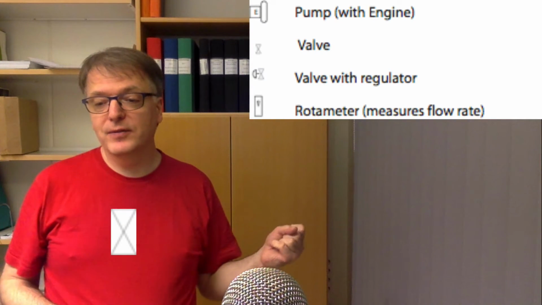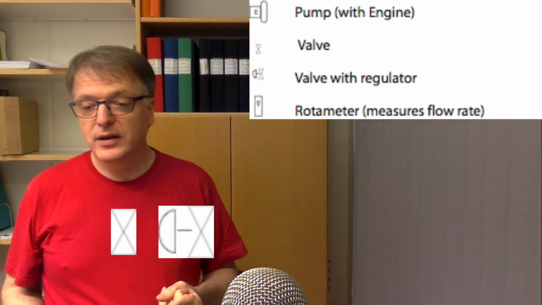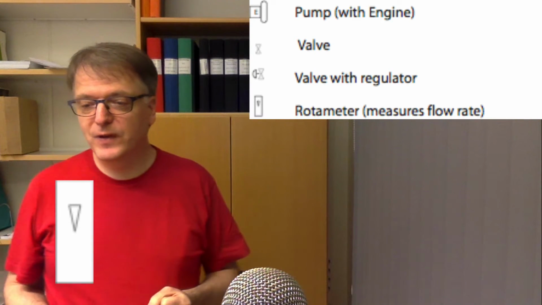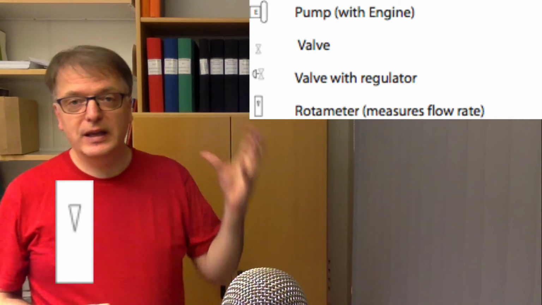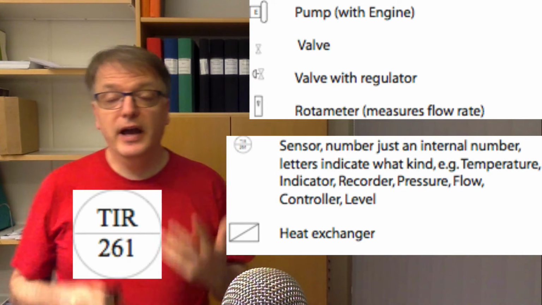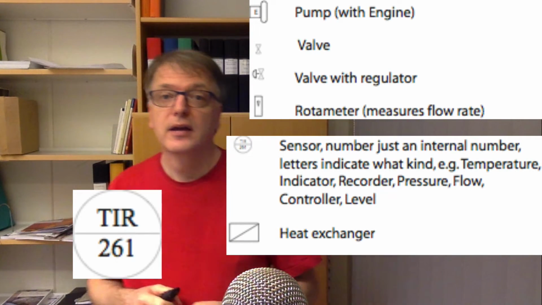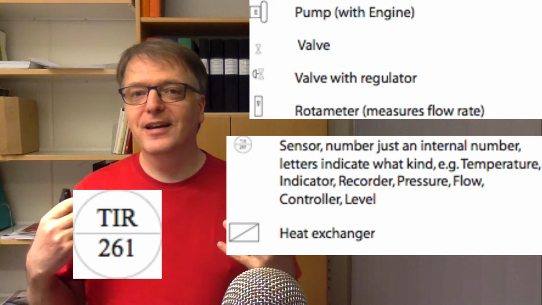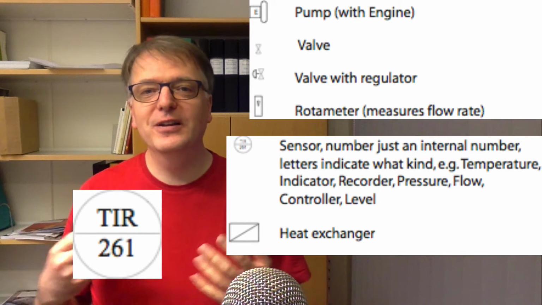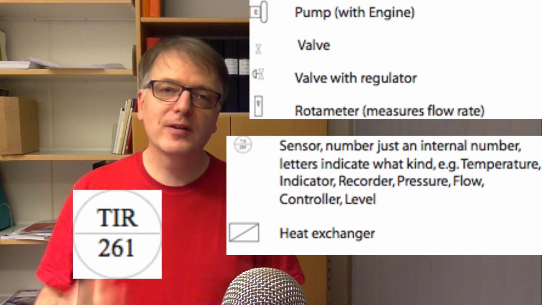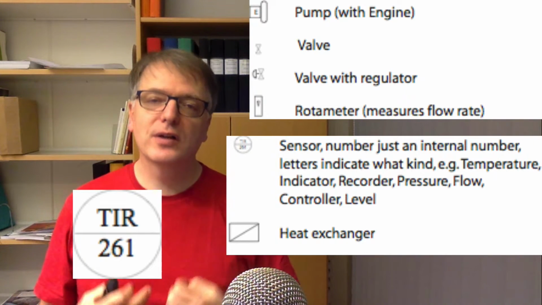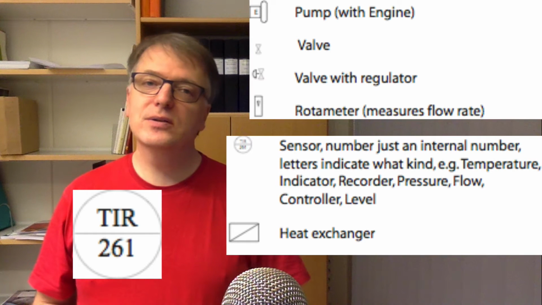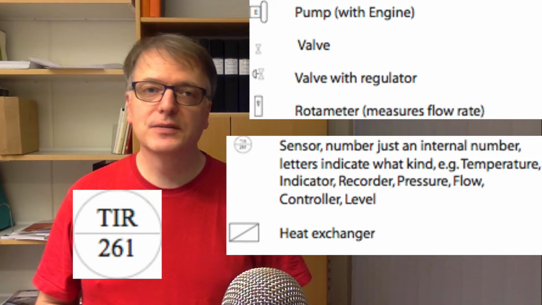You can have a valve with a regulator, a rotameter that measures flow rate. You can have different sensors, and as you see in the process diagram we give you, there are a lot of sensors, and that's the way you run a plant. If you have a process that you want to run efficiently, the only way to do that is to have a lot of regulation.